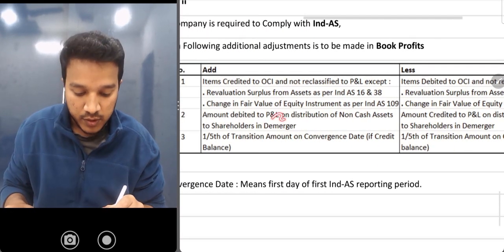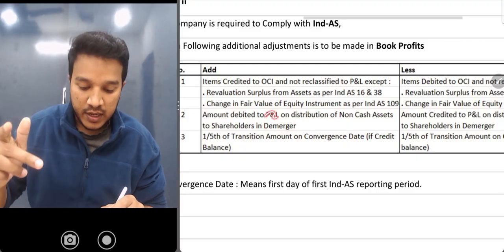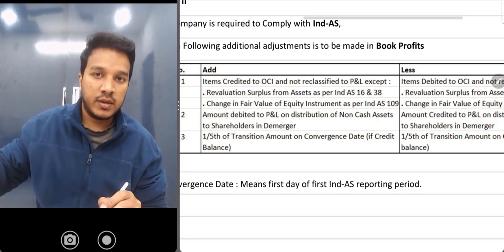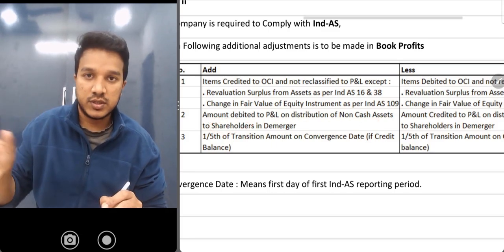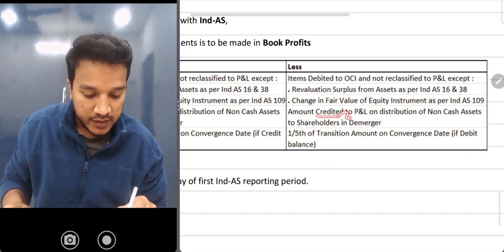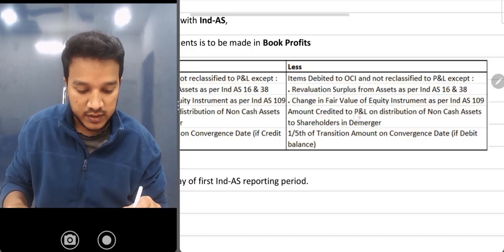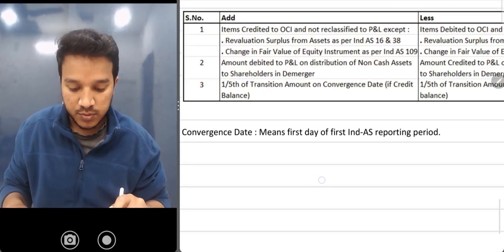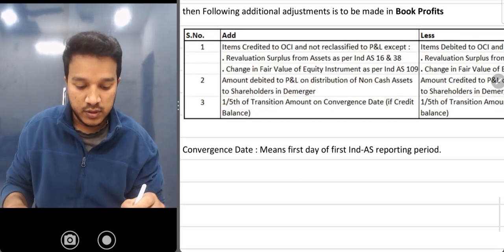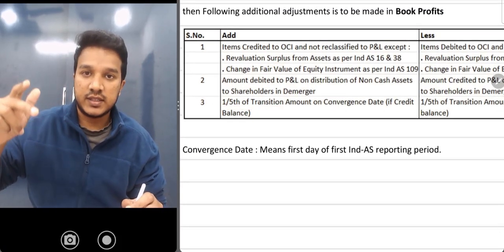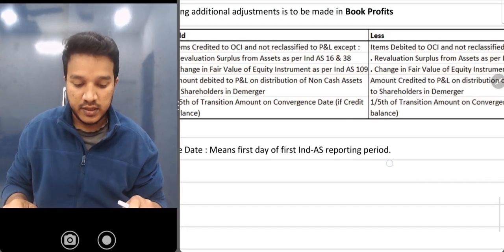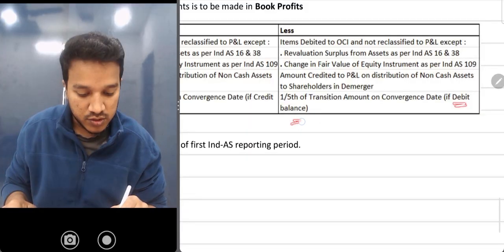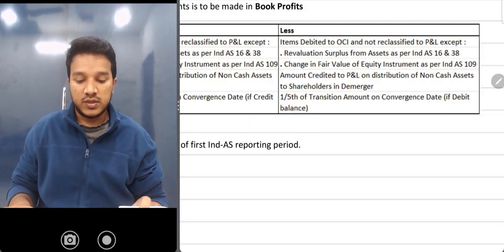Now the second point is about demerger. Amount debited to P&L on distribution of non-cash assets to shareholders, any amount debited to P&L during demerger, that you need to add back. Amount credited to P&L on distribution of non-cash assets, this is also demerger, exactly opposite, that you need to reduce. Third and last point, 1/5 of the transition amount of conversion, you should add back in case it has a credit balance. In case it has a debit balance, you will reduce it. Simple. So that is about MAT.